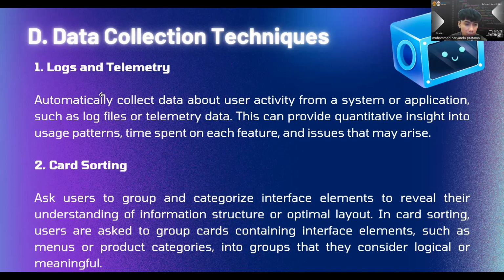Card sorting asks users to group and categorize interface elements to reveal their understanding of information structure or optimal layout. In card sorting, users are asked to group cards containing interface elements such as menus or product categories into groups that they consider logical or meaningful.